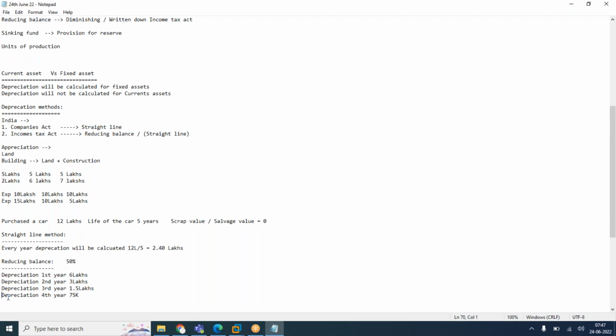Understood? So this is the depreciation method for everyone. For straight line, every year 2.4 lakhs only, it is fixed. Whereas here there is a change. That is the reason I told you, suppose if you are booking more expense in the first year, you are going to pay less tax because you show less income in the first year, and in the next years you need to pay a little bit more tax. Understood? Any questions here?